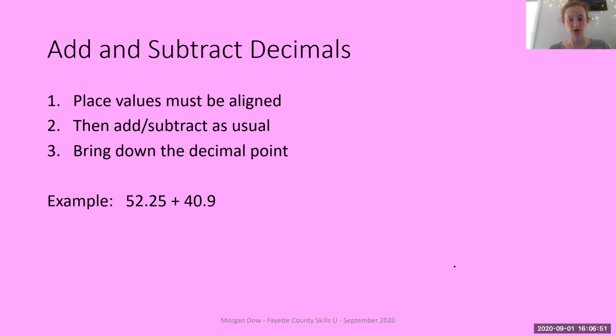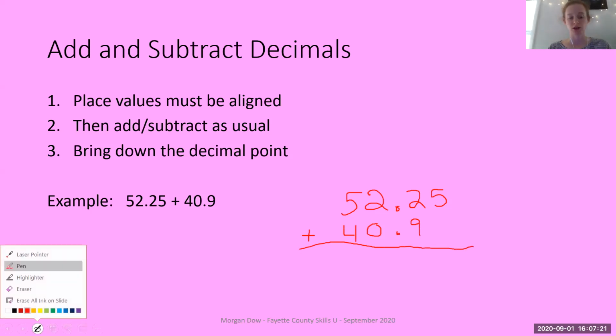So let's take these two numbers as an example. 52.25 plus 40.9. So the 40 gets lined up with the 52, the points line up, and the 9. Again, some people like to fill in any empty spaces with zeros. You can absolutely do that if you find that helpful.